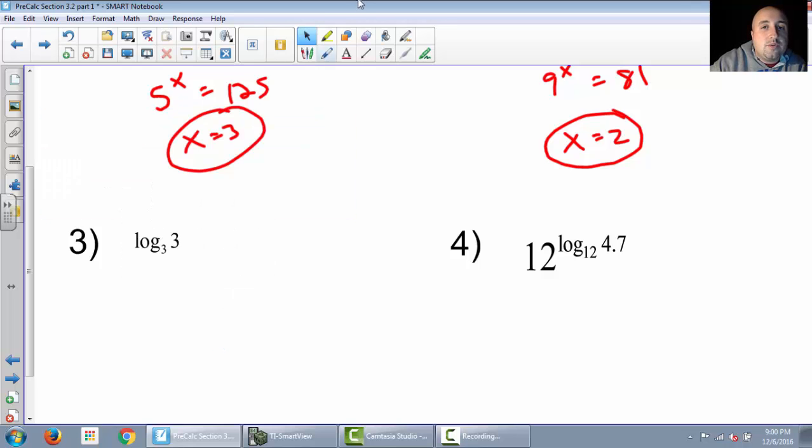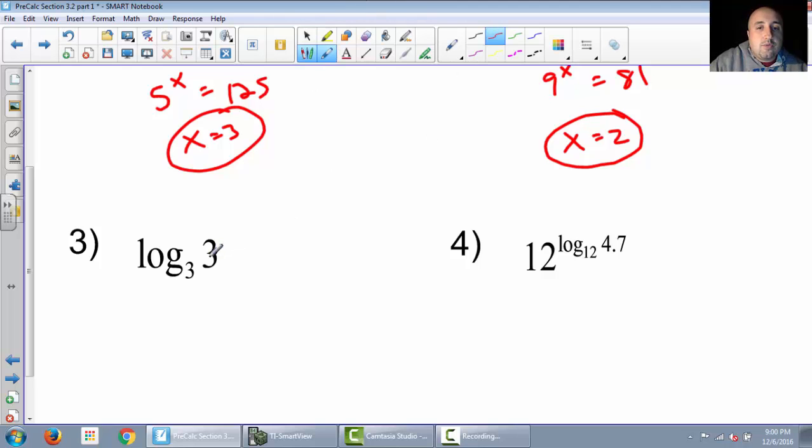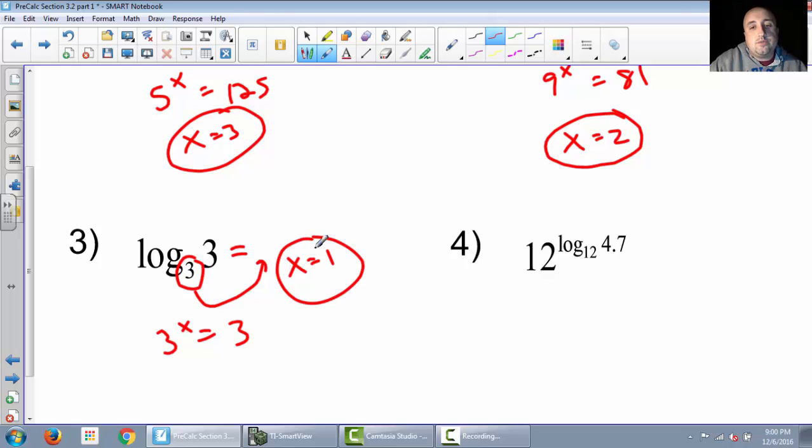Okay, so what happens if the answer is this? Let's apply the definition. 3 raised to what's after the equal sign is equal to 3. Well, that was pretty easy. It's 1. I'm not going to make it more difficult.